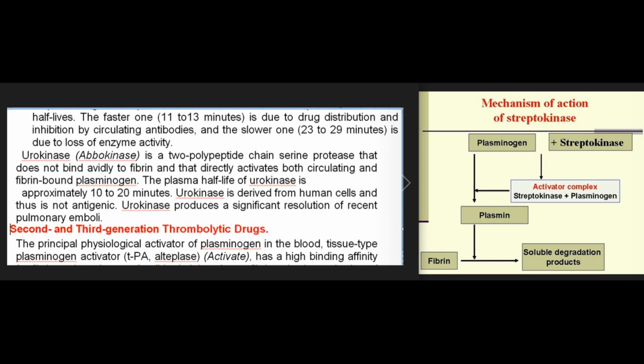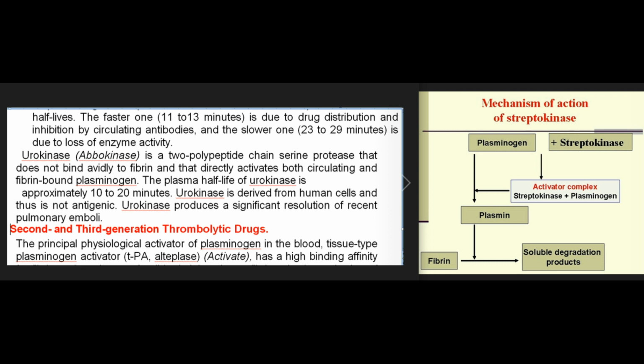Streptokinase has two half-lives. The faster one, 11 to 13 minutes, is due to drug distribution and inhibition by circulating antibodies, and the slower one, 23 to 29 minutes, is due to loss of enzyme activity. Urokinase (Abbokinase) is a two-polypeptide chain serine protease that does not bind avidly to fibrin and that directly activates both circulating and fibrin-bound plasminogen. The plasma half-life of urokinase is approximately 10 to 20 minutes. Urokinase is derived from human cells and thus is not antigenic. Urokinase produces a significant resolution of recent pulmonary emboli.